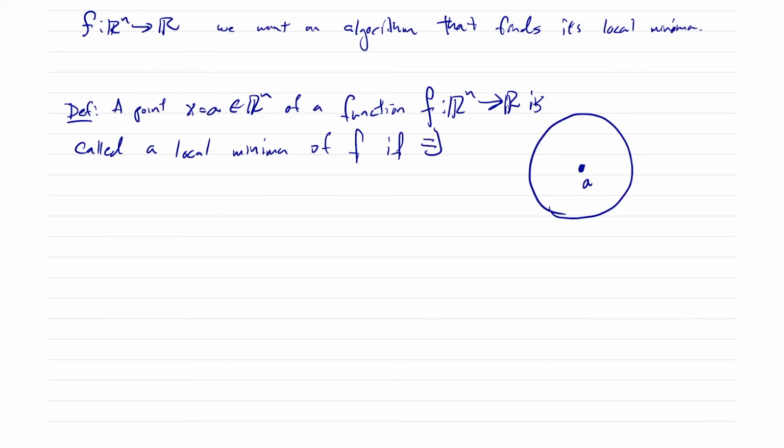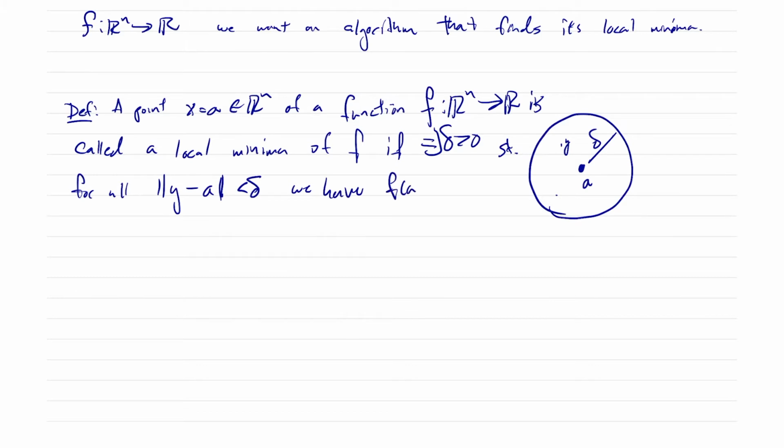say there exists a delta greater than 0, so this is going to be a radius, such that for all say y within delta of a, so say pick y here or pick y here, etc. We have f of a is going to be less than or equal to f of y. So everybody around it has to be bigger, at least in some local neighborhood. And you can also define a local maximum just by flipping this sign here.